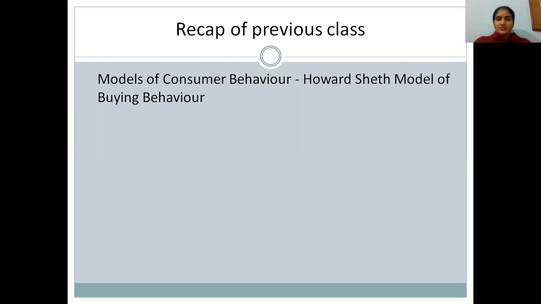In our previous class, we were discussing the Howard-Sheth model of buying behavior. We have seen how this model was developed and what the different variables under this model are. We have seen that in the Howard-Sheth model, there are 3 levels of decision making, and after these 3 levels, we have 4 variables, or we can call them components, of the model. These all we have seen in the previous class.